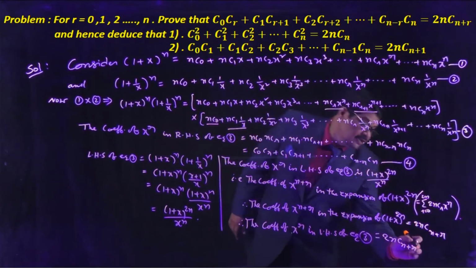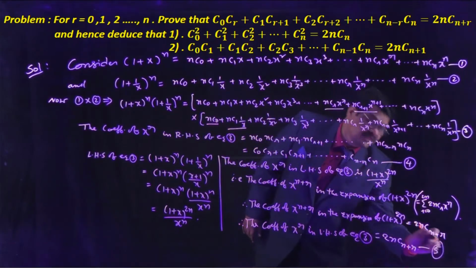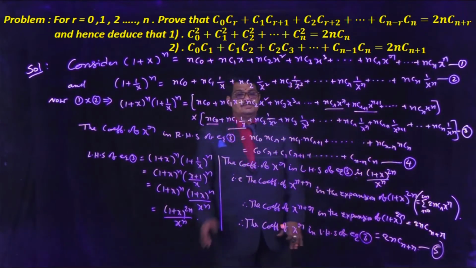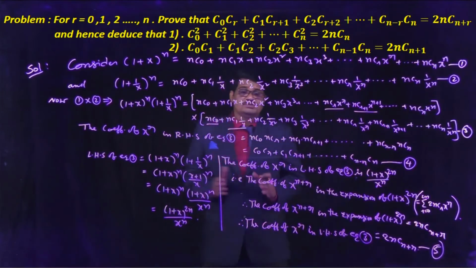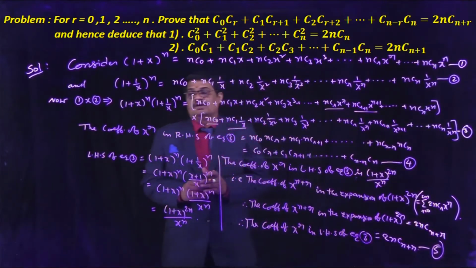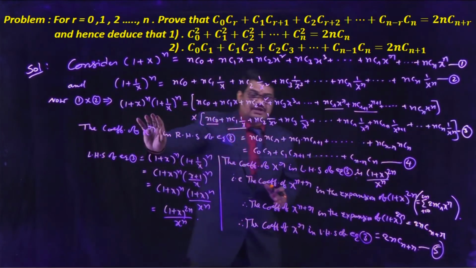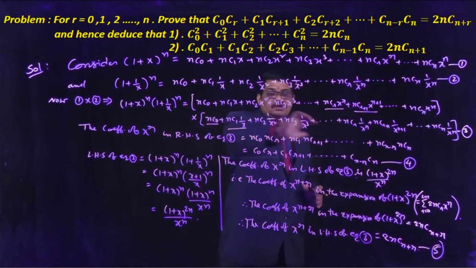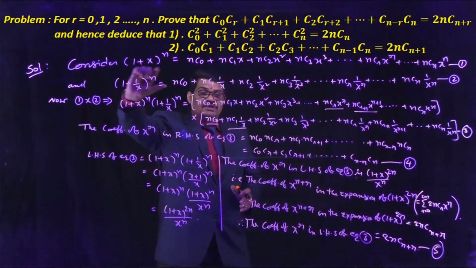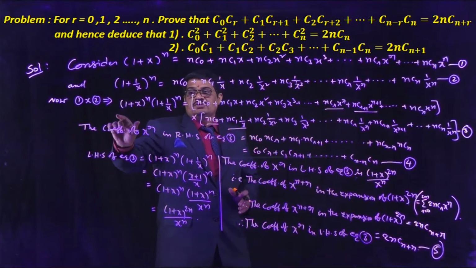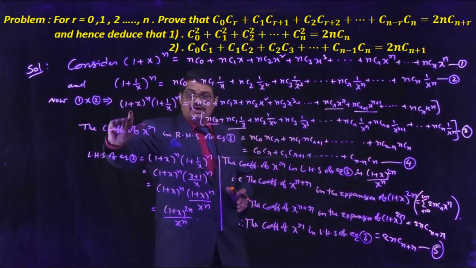So that is the same equation 5. In that we are finding the coefficient of x to the power of r in this expression. Equation 3 is the product of these two expansions. So now we are writing the product of equation 1 and equation 2.